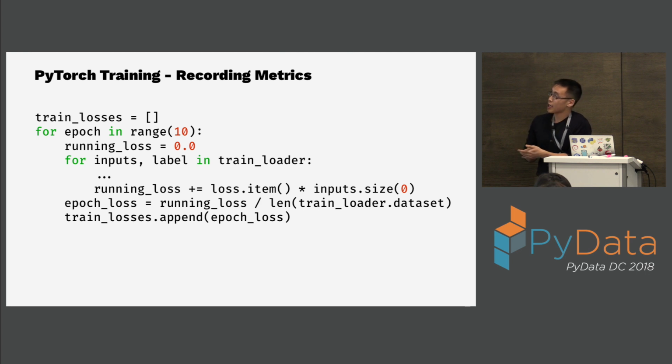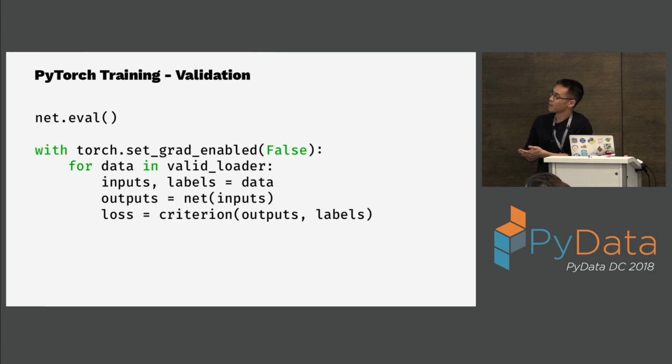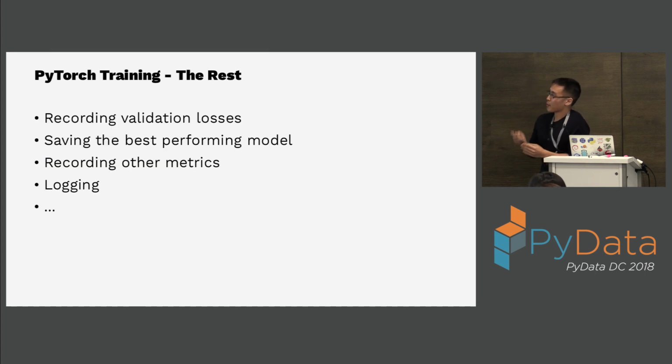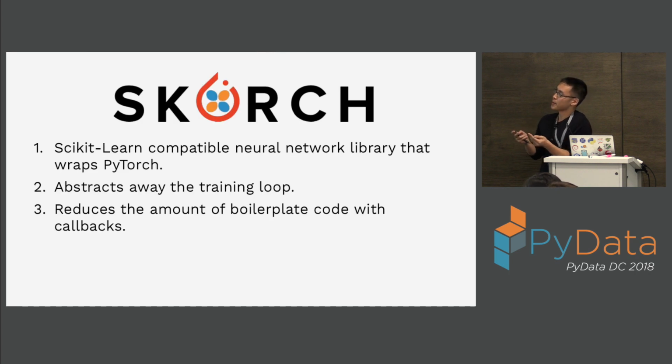But back in kindergarten, we learned that we have to split our training data into training and validation sets. So we do that as well. And there's a lot more stuff we have to do. We have to calculate validation losses, do some sort of saving of our model, record other metrics, logging, et cetera, et cetera. So these pieces of code you share between your deep learning experiments, and you'll have to rewrite them over and over again. Skorch provides a way to unify what you do.